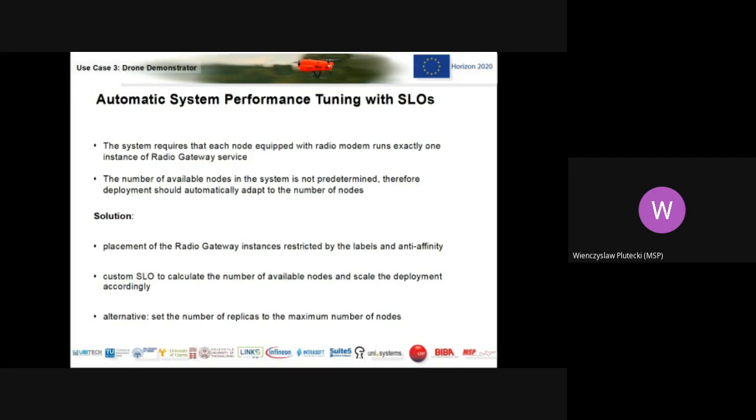And of course, this could possibly be done by setting the number of replicas to the maximum number of nodes that are available in the system. But this would mean that the orchestrator will be trying to deploy all these instances all the time, and some of them will be in an undeployable state, which is not an elegant solution.